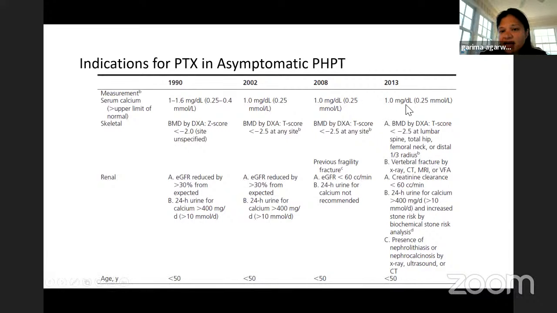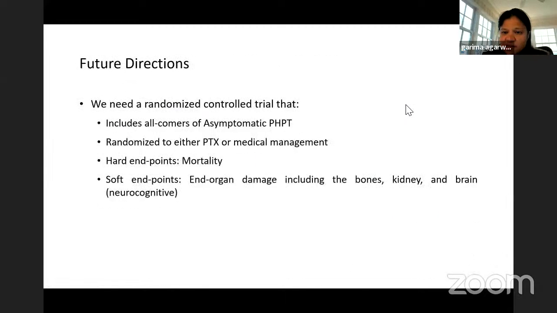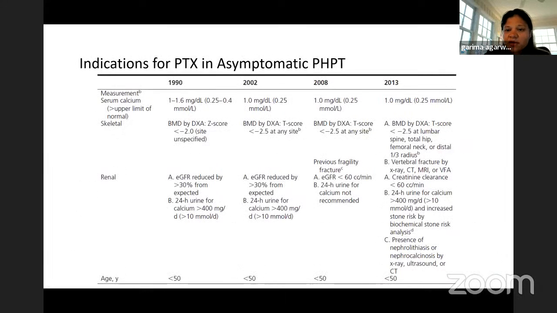Surgery is indicated if the calcium is above 1 above the normal range, or if there is evidence of bone mineral density being low after a thorough workup, or there is a renal dysfunction, presence of kidney stones on thorough workup with extensive imaging, or if the patient is young.